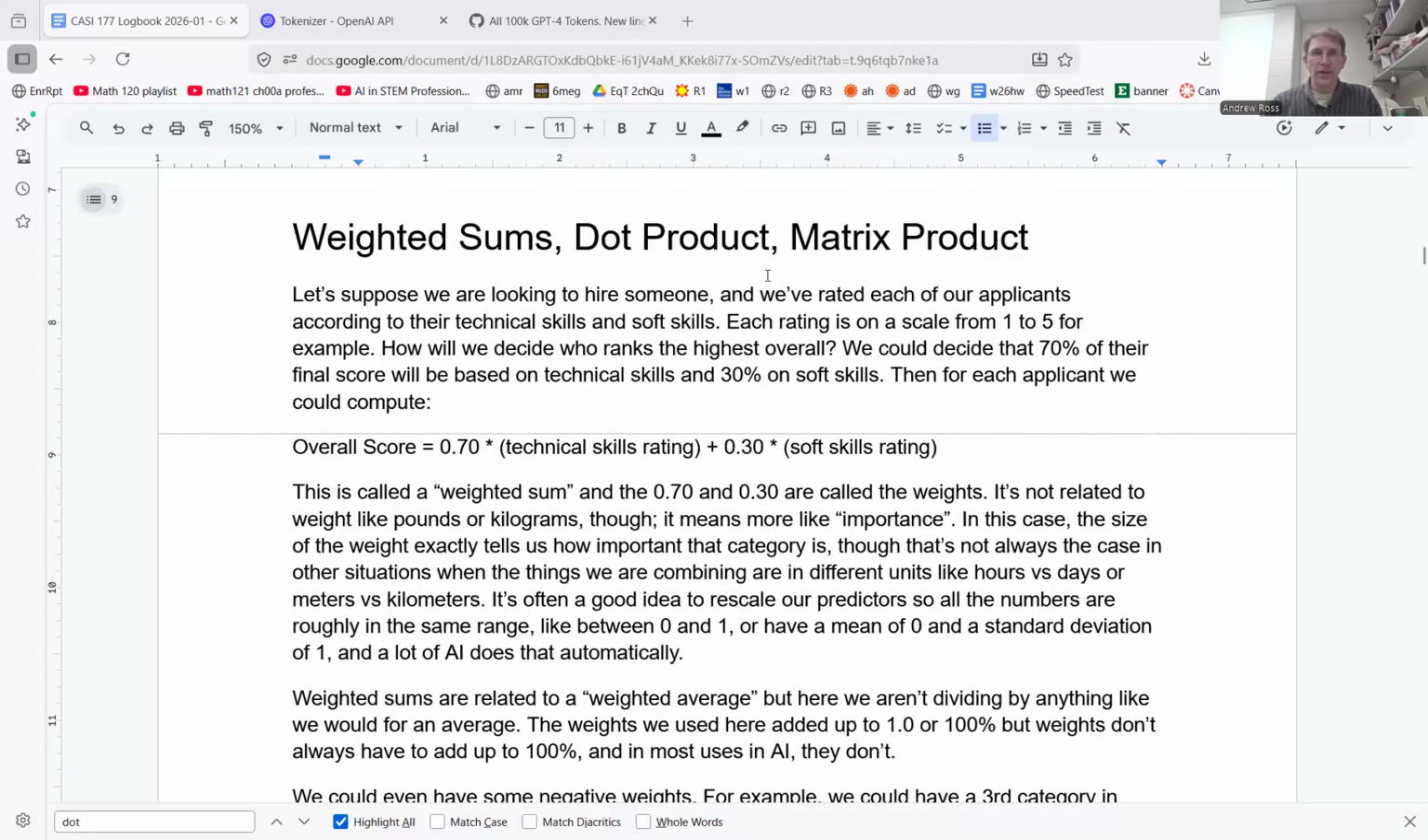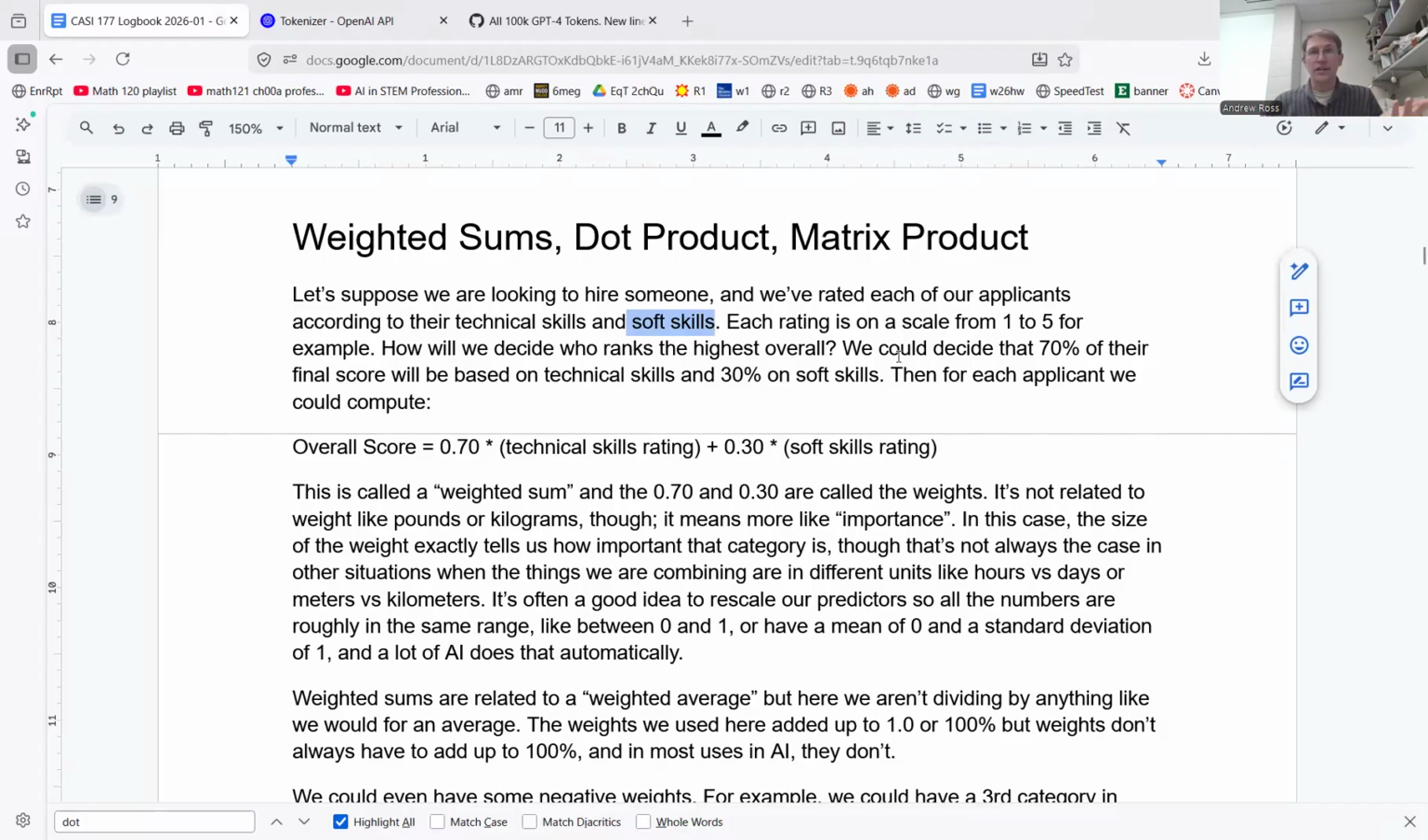Let's talk about some technical things called weighted sums, dot products, and matrix products. Let's suppose we're going to hire someone. We're a company and we've got job candidates, and we've rated each of our applicants according to their technical skills and their soft skills. Each rating is on a scale from 1 to 5, for example. How will we decide who ranks the highest overall?